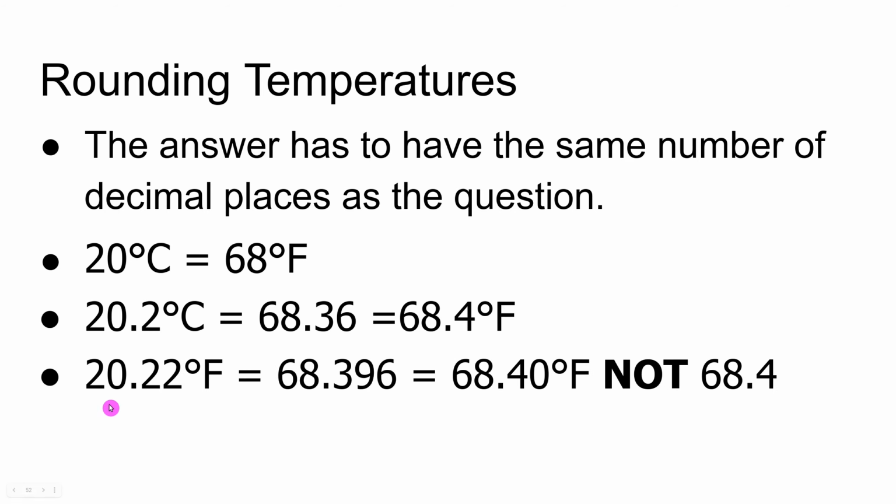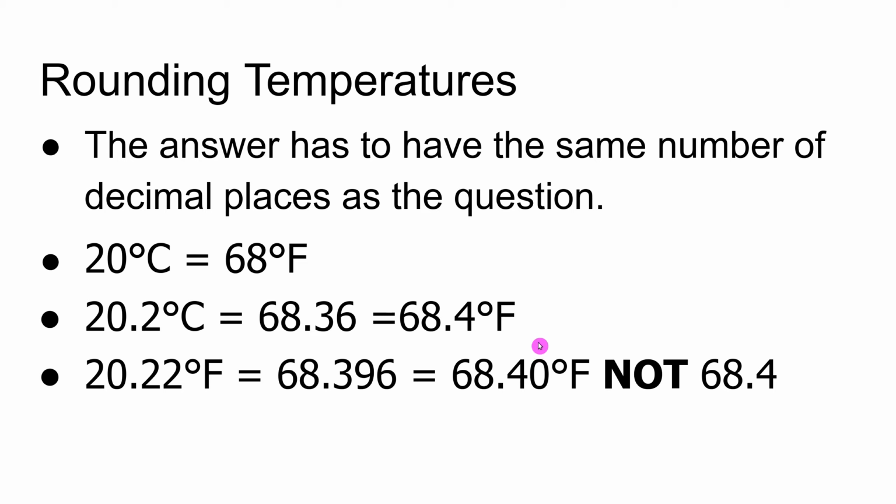Same deal. If you're given 20.22 degrees Fahrenheit, and again, that would be a temperature, right? 22 degrees is a temperature. If you plug that into the temperature conversion formula, the answer you come up with is 68.396. That's wrong. Well, I mean, it's correct, but it's not the answer that I want. If I gave you 20.22 degrees, the answer's got to be 68.40.